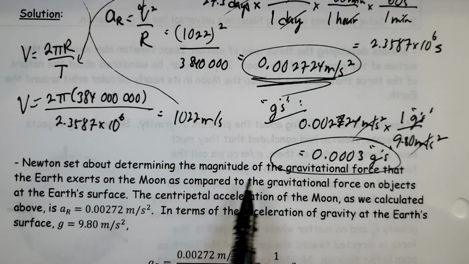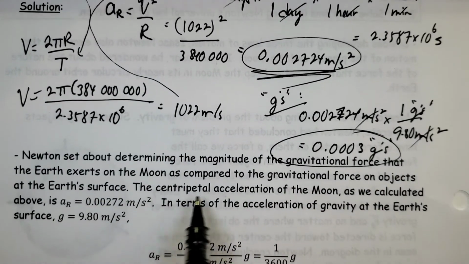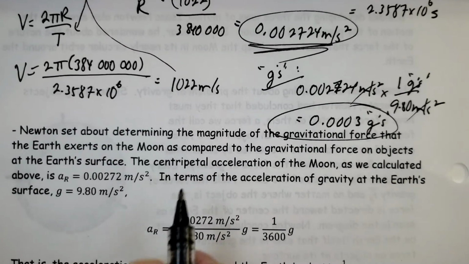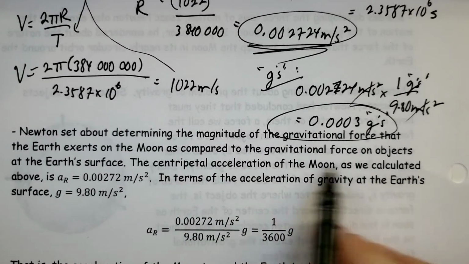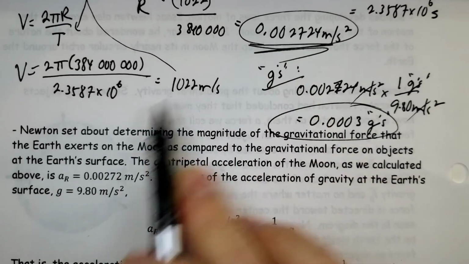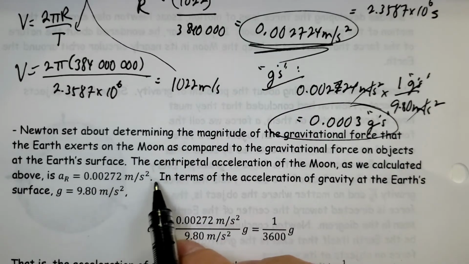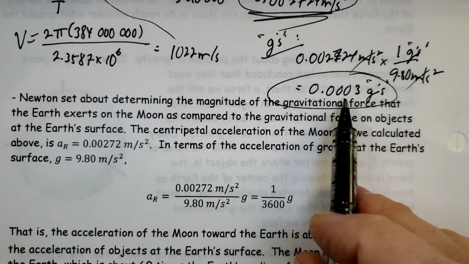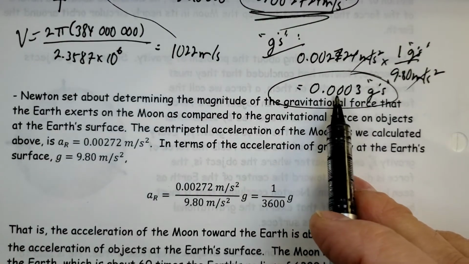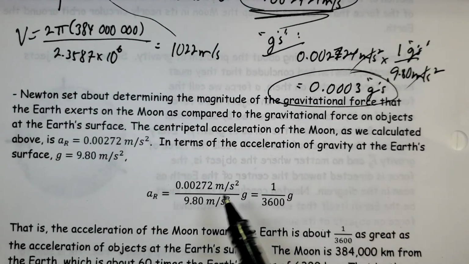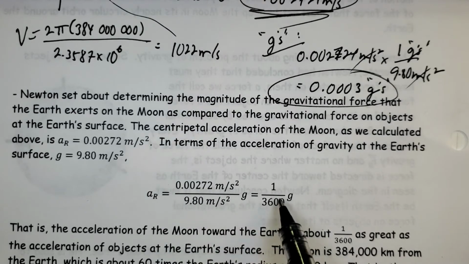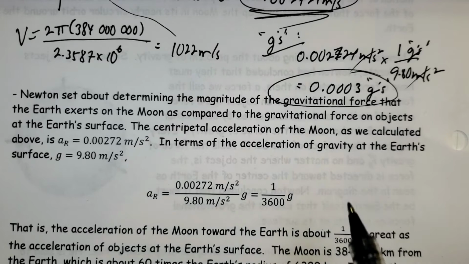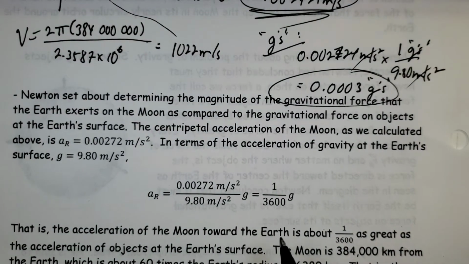Newton said about determining the magnitude of the gravitational force that the Earth exerts on the moon as compared to the gravitational force on the surface. The centripetal acceleration of the moon, as we calculated above, here we go, 0.00272 meters per second squared. In terms of acceleration of gravity, of course, that worked out to be 0.003, sorry, 3 zeros. Now, the interesting thing here, if we compare that to 9.8, it's 1/3600th of a regular G. So out there where the moon is, it's 1/3600th if we reduce that as a fraction.